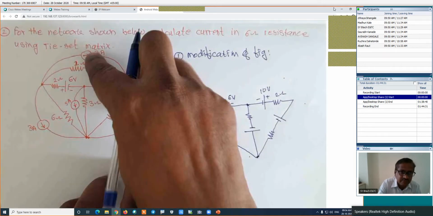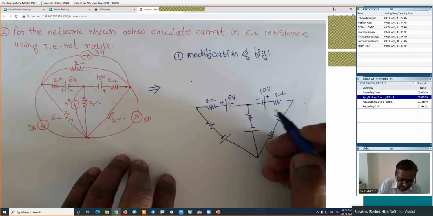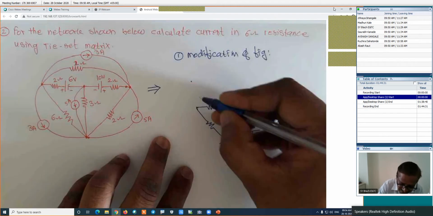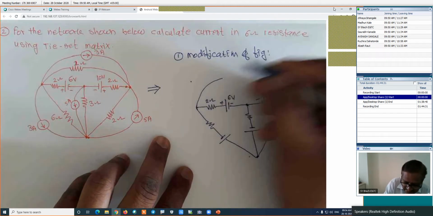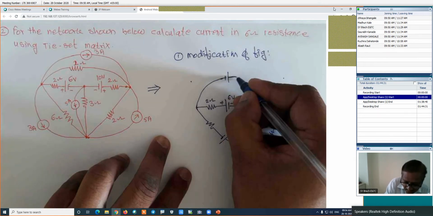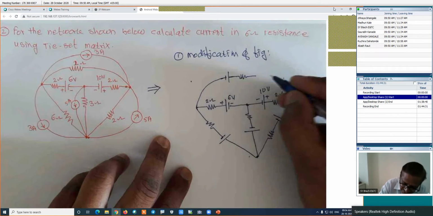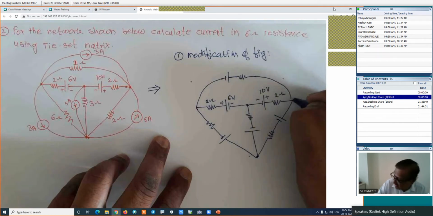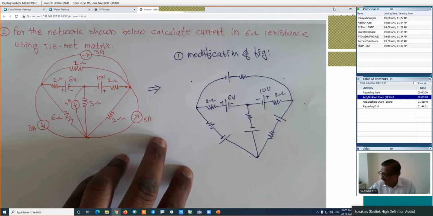And finally, I will convert this current source into its equivalent voltage source. That figure will be something like this. This is negative. This will be the positive. And here will be the resistance. And I will come back to this terminal. Is it right?